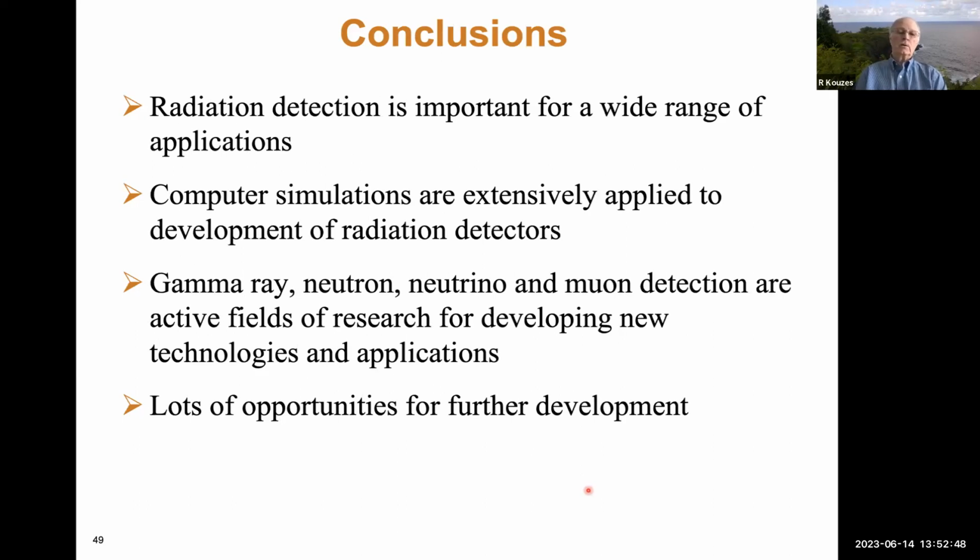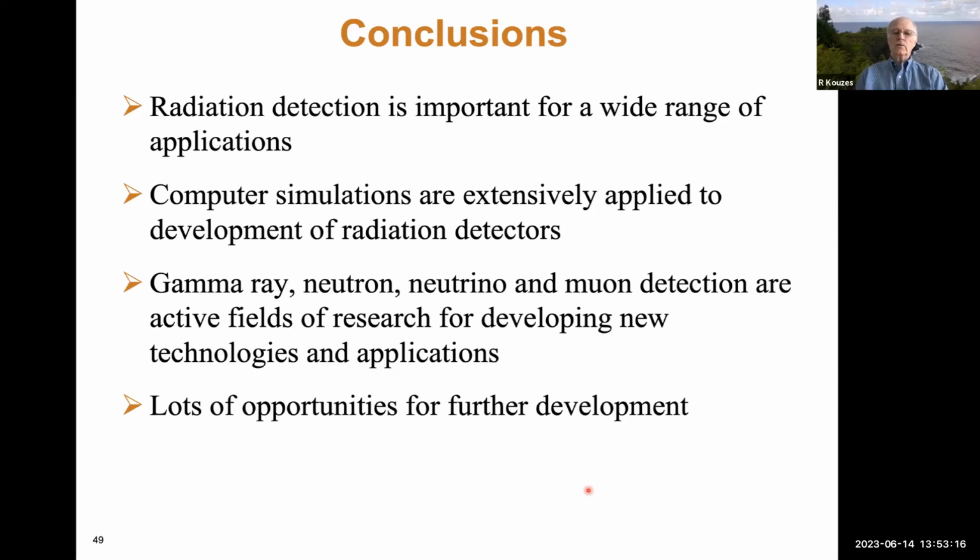When you design a radiation detector, you usually simulate it to determine what you would expect for a signal. For the case of muon detection, for example, the only way you can reconstruct the information is by computer simulations and comparing the simulations to the detected signal. So computer simulation is an exceedingly important area for radiation detection.